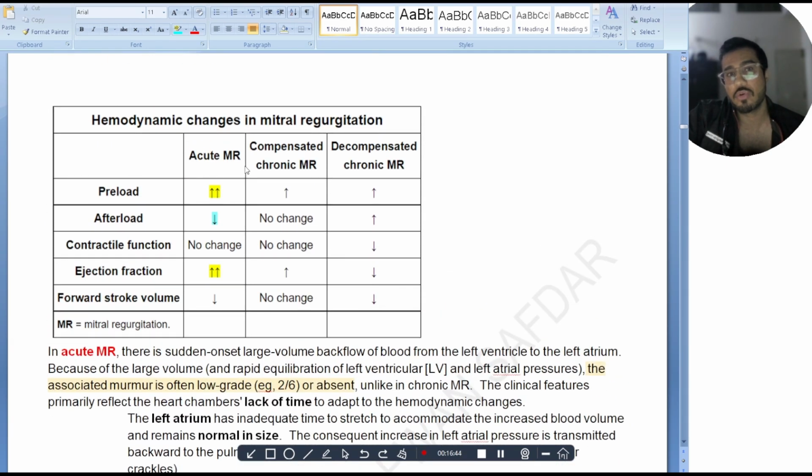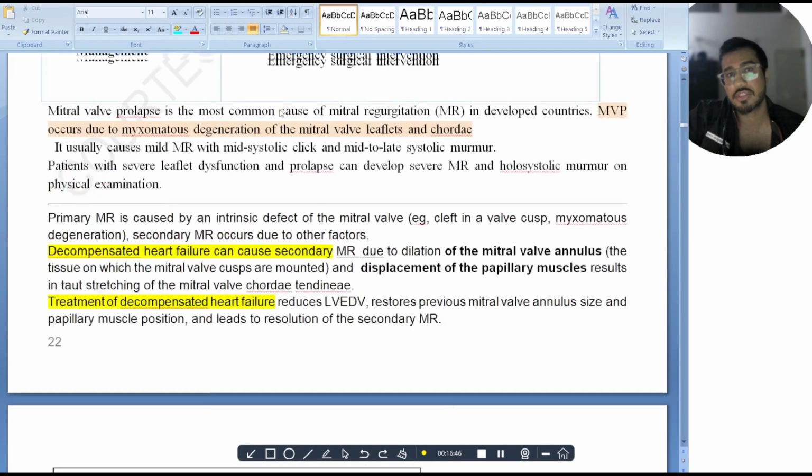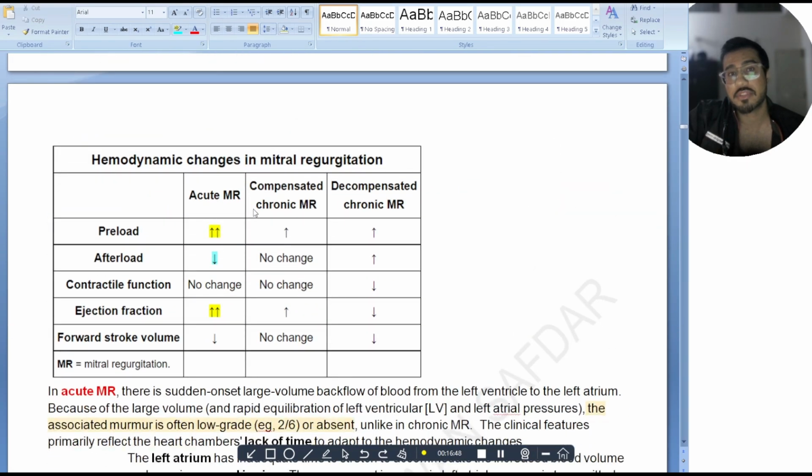So there is acute mitral regurg, everything that we discussed just here, and there is compensated chronic mitral regurg or decompensated chronic mitral regurg. So these are some important factors pertaining to each one of them, and I'm going to explain how you can easily decipher which one is which. So you don't have to consider the double arrows, you just need to consider which arrow points towards an increment, that is upwards, and which one points towards the decrease.